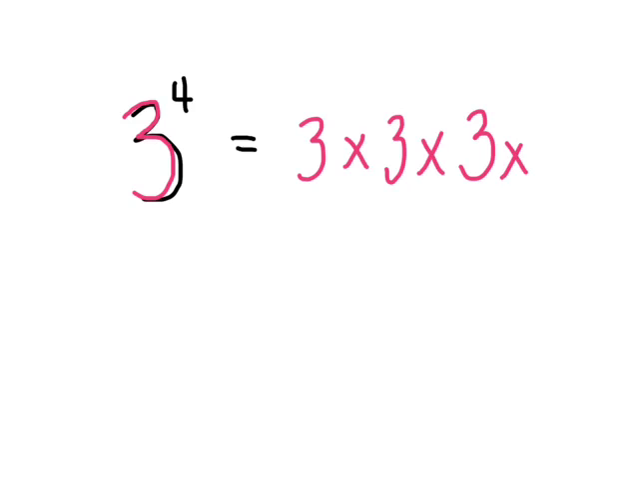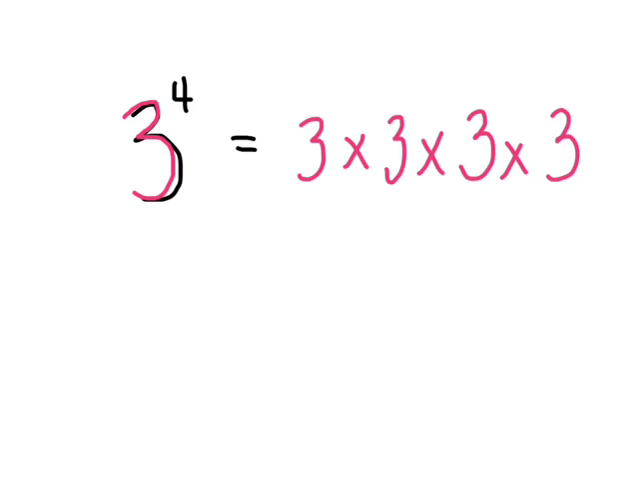What if I have 3 to the power of 4? Which one's the base? 3, and the exponent is 4. So what does that tell me? So you have to multiply 3 4 times. So 3 times 3 times 3 times 3.